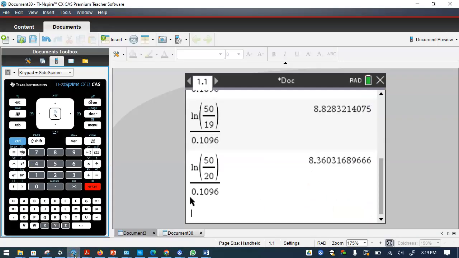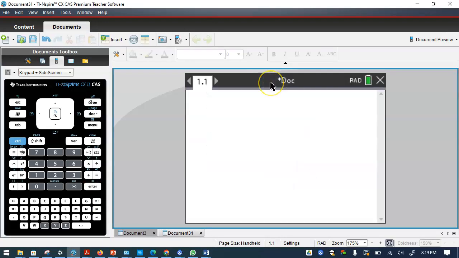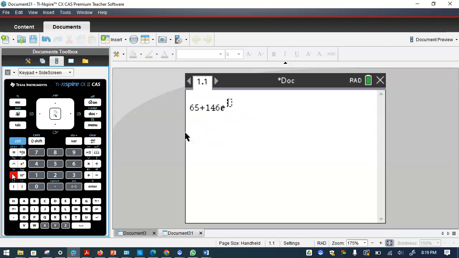I'll start with a new calculator. It starts with 65, so put 65 plus 146, and then e raised to minus 0.05 times 10, and you get the answer. And you get 153 point.